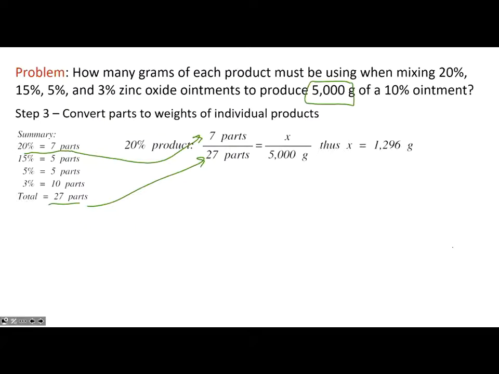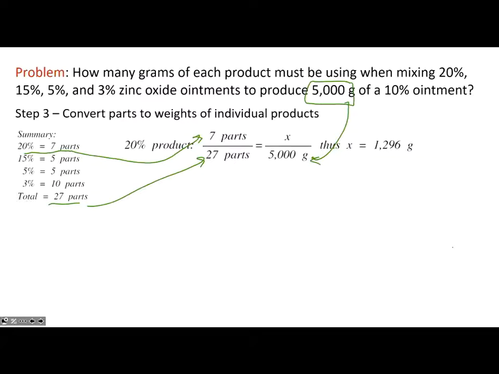Let's set a proportion, because here's the deal. We know what the total amount is. The total weight we want is 5,000 grams. So the 27 parts represents the 5,000 grams. 27 is the total number of parts. The total weight I want to make is 5,000 grams, so 27 parts is equal to 5,000 grams. So I can set 7 over 27 equal to some x over the total, which is 5,000 grams.